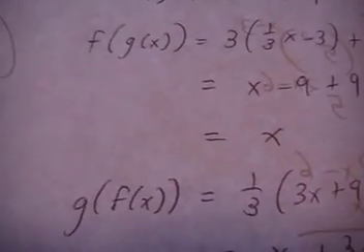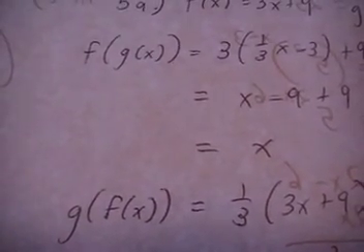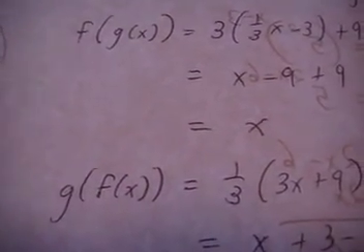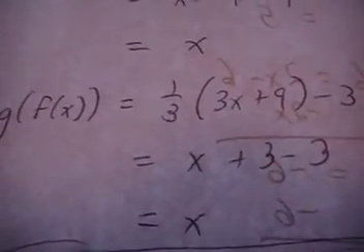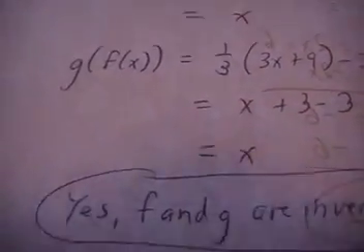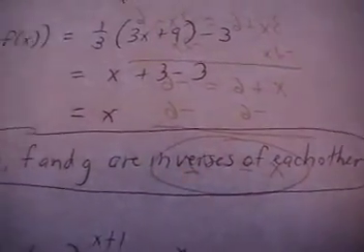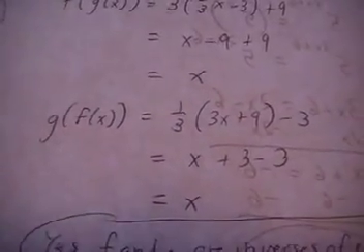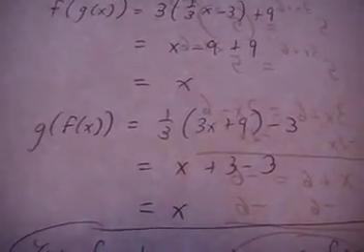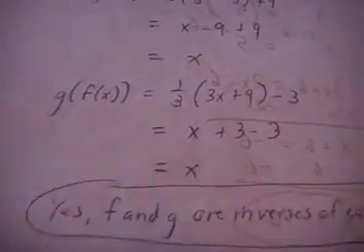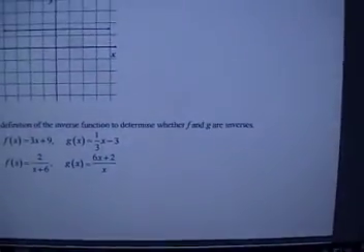If you do both of these composite functions, f of g of x and g of f of x, and if they both equal x alone and everything else cancels, then you can say yes, they're inverses of each other. If you get anything but just x, even if it's just x plus 3 left or 2x is left, then you'd have to say no. So that's the second question, 5a.